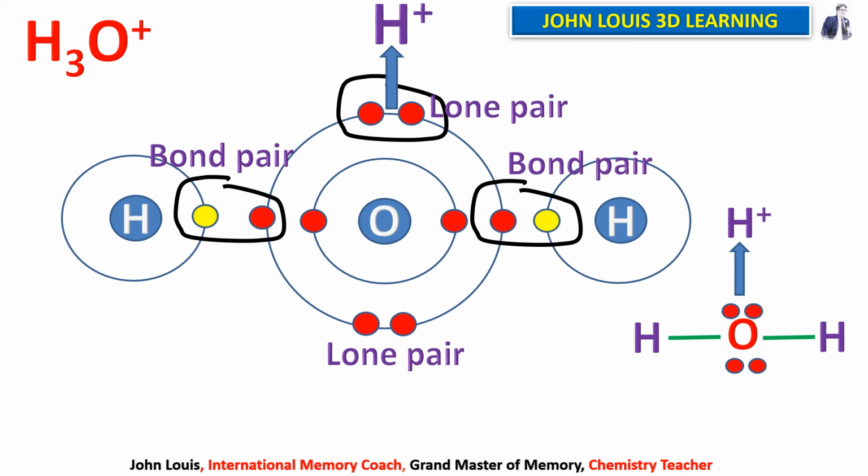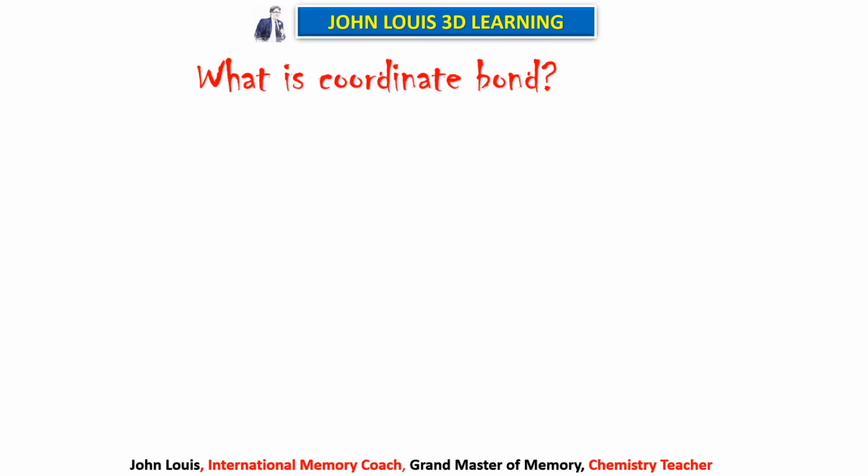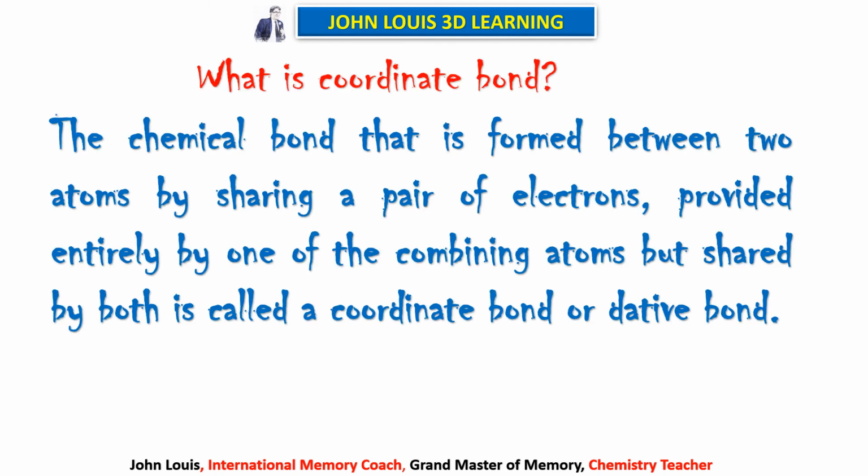Okay. So now let us try to understand what is a coordinate bond. How can you define it? Already we have seen it in ammonium. Let us see it one more time. Let it be a revision for us. So what is a coordinate bond? The chemical bond that is formed between two atoms by sharing a pair of electrons provided entirely by one of the combining atoms, but shared by both, is called a coordinate bond or dative bond. So in the hydronium ion, that electron pair is completely donated and shared by what? The oxygen atom. With whom? With the hydrogen atom.